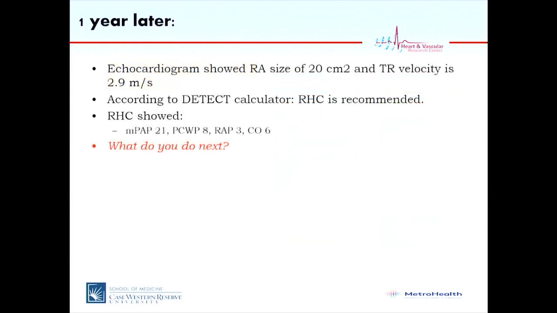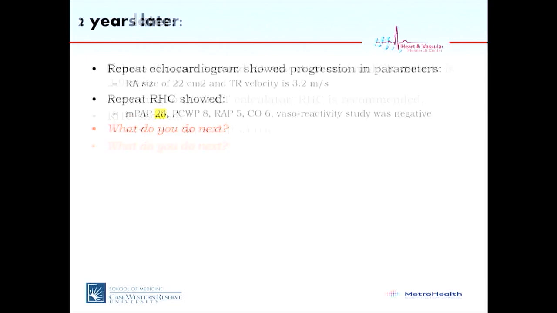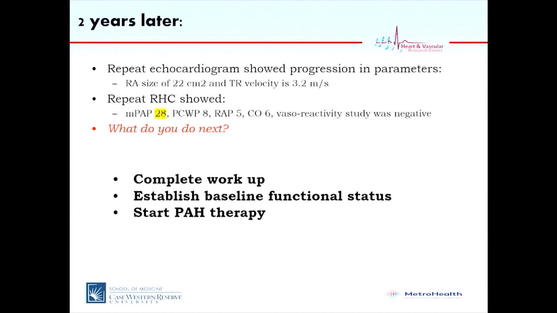That patient is not out of the woods. You keep an eye on him. A year later, an echocardiogram is repeated, and now the right atrial size has gone up to 20, and the velocity, which estimates the pulmonary arterial systolic pressure, is 2.9. If you plug those back into the DETECT algorithm, it says that right heart cath is recommended.